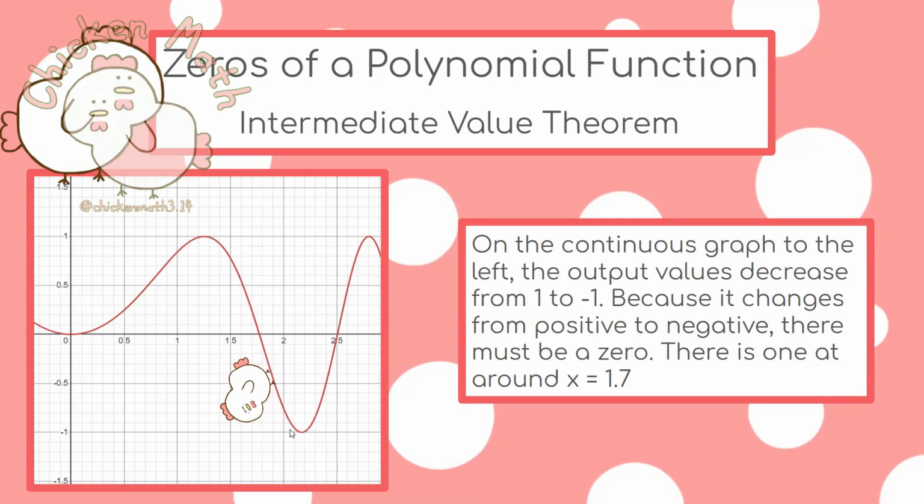Negative 1 to 1 again, it switches from negative to positive. So we know that there's going to be a 0, and there is indeed a 0 right there. So this is just showing how the intermediate value theorem works. You can also call it IVT.